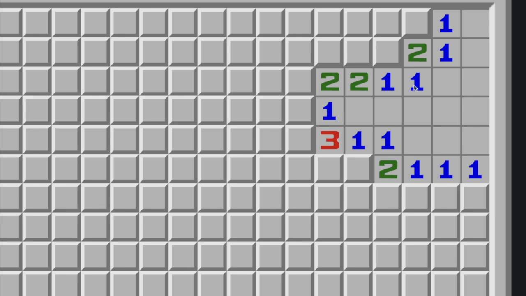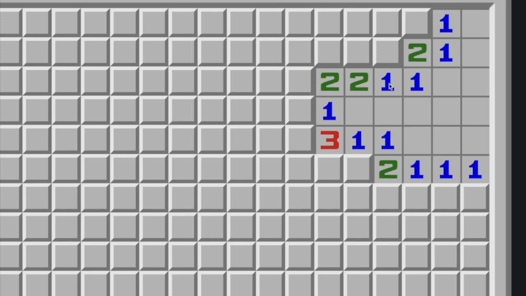So for example, if we look at this one right here, we know that of its 8 surrounding tiles, which are these, there must be 1 mine. But as you can see, there's only 1 tile that it is touching. Only one of these 8 is actually a covered tile. So by this logic, we know that this tile has to be the mine, since there aren't any other options.